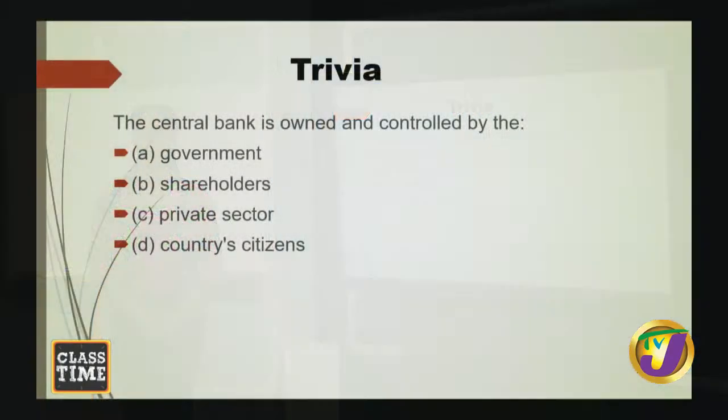Now, a trivia question for you. The central bank is owned and controlled by, right? Can you see the options now? A, the government. B, the shareholders. C, private sector. Or D, the country's citizens. All right, think about it and select your answer. Wonderful. I think you have your answer now. So, if you have A, the government, then you are indeed correct. All right, so the central bank does not have shareholders. It is owned and operated by the government.